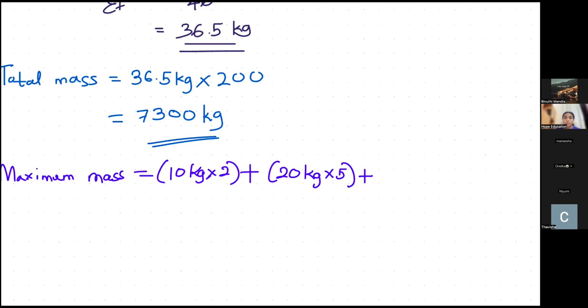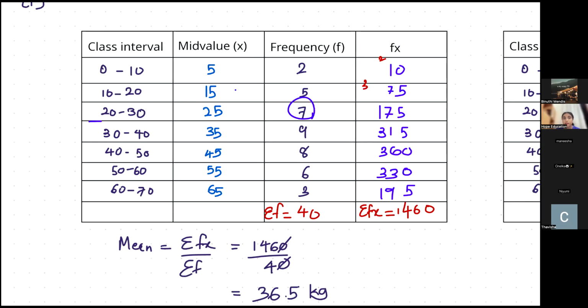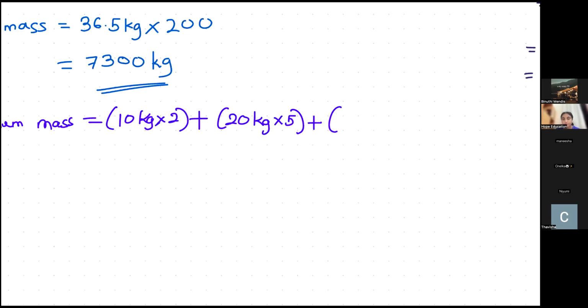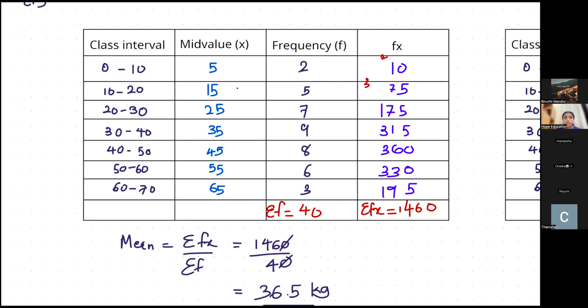Here, all these 7 bags have a mass between 20 to 30. We need to see how large the maximum can be. We assume all these 7 are 30 kilograms. Likewise, for every class we take the maximum mass and multiply. Maximum mass 10 kg, there are 2 bags. Maximum mass 20 kg, 5 bags. Maximum mass is 30 kg, there are 7 bags.